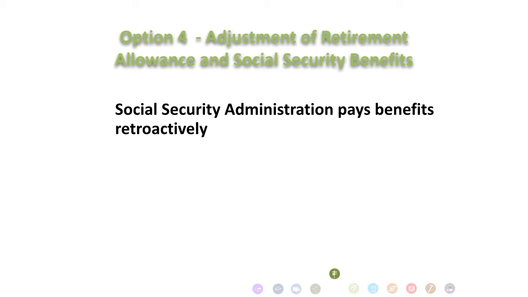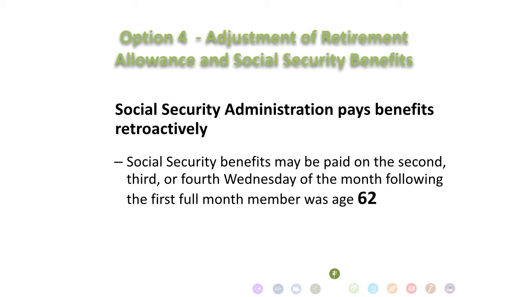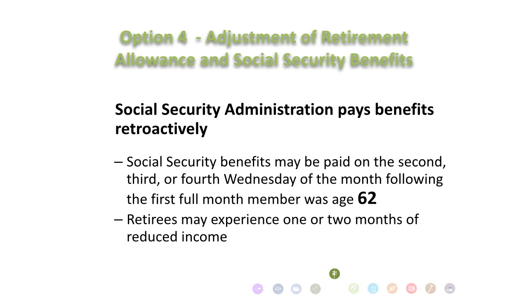Social Security benefits will be paid on the 2nd, 3rd, or 4th Wednesday of each month following the first month the member was 62. Retirees may experience 1 or 2 months of reduced income prior to receiving their first Social Security payment.